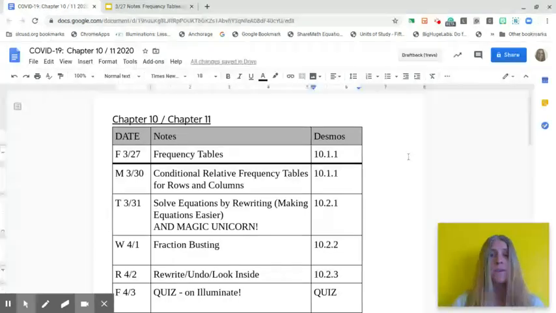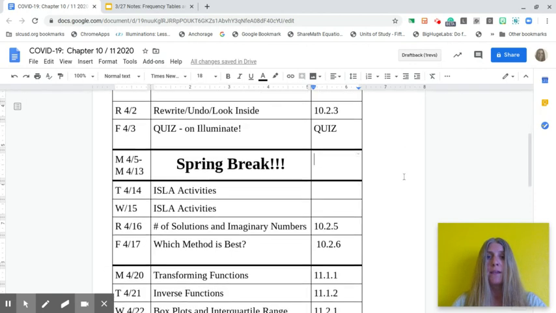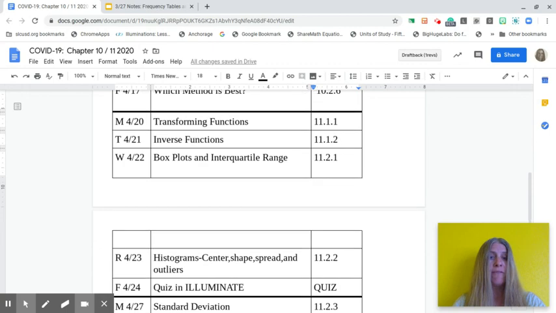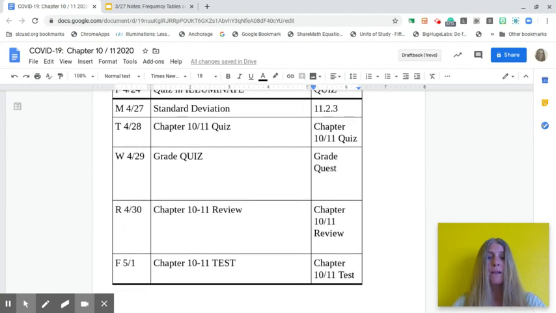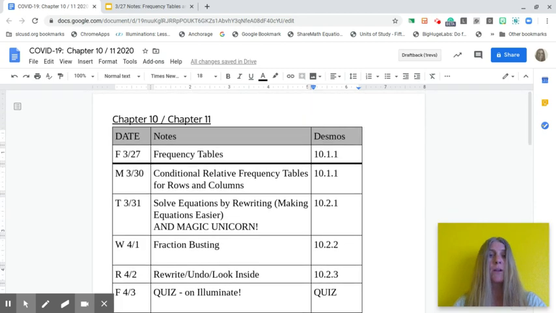I'm sharing with you our plans for the next month and a half, and when we'll be completing different items, and when we'll have our tests and quizzes just like regular. So I'm going to go ahead and add this into your section.